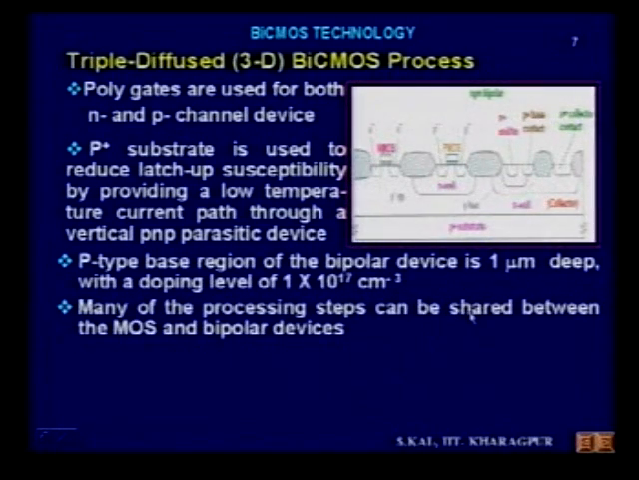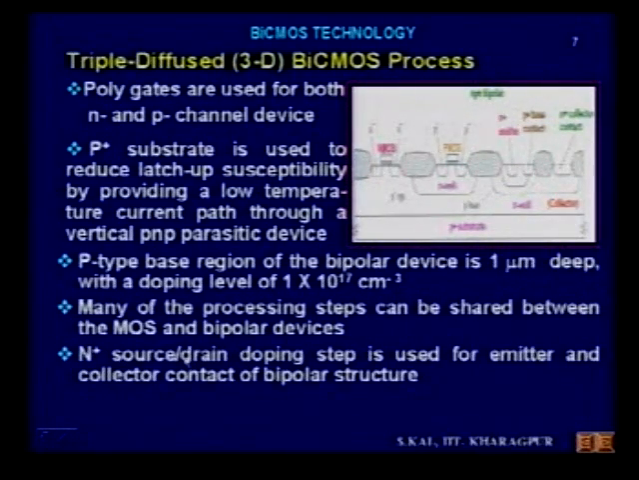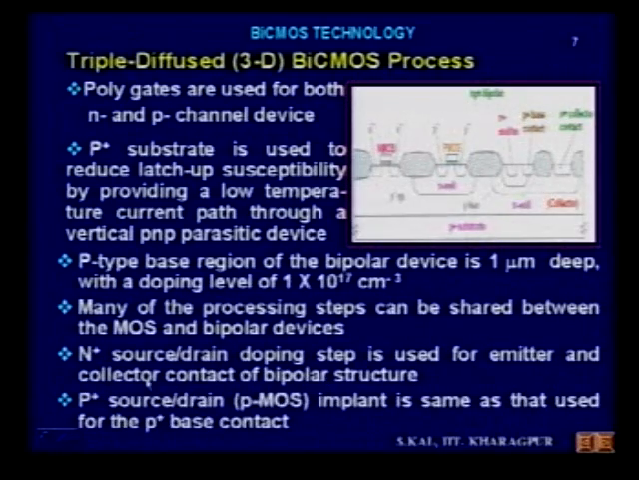Many of the processing steps can be shared between the MOS and bipolar devices. That is sharing: the P plus base contact is shared with the PMOS source and drain implant. N plus emitter and N plus collector contact are shared with the NMOS source and drain implant. NOL is shared with the BJT collector. So this is the sharing business. The N plus source and drain doping step is used for emitter and collector contact of the bipolar structure. The P plus source and drain implant is the same as that used for the P plus base contact. So this is the process sequence of the triple diffused 3D BiCMOS process.